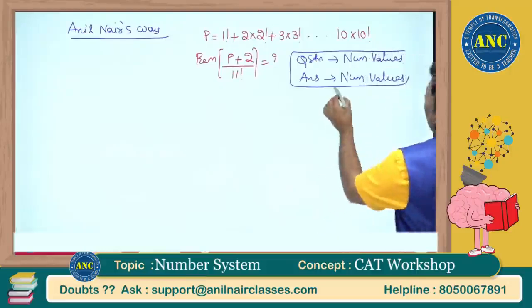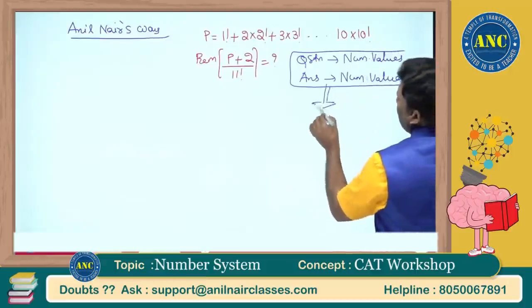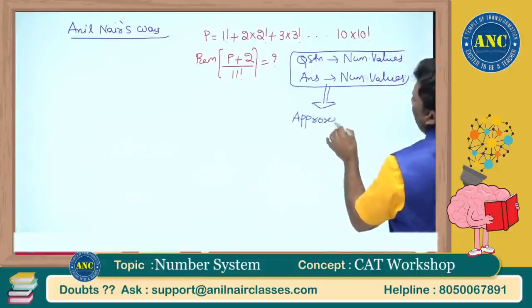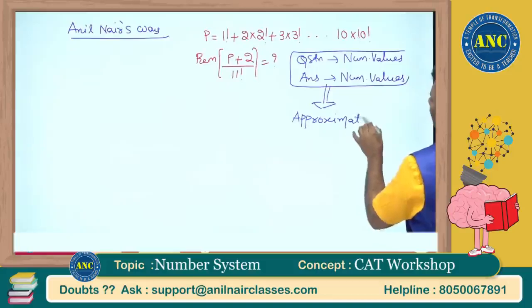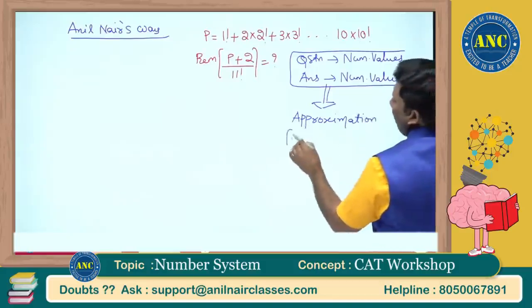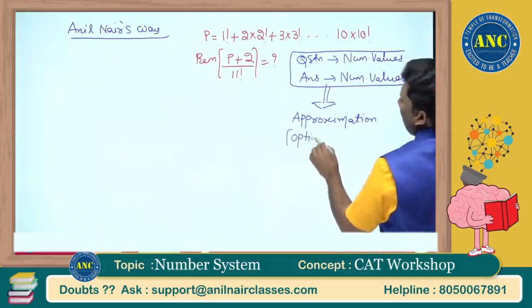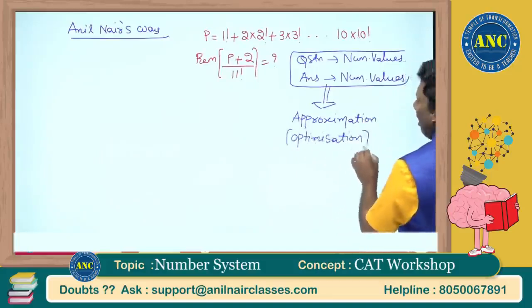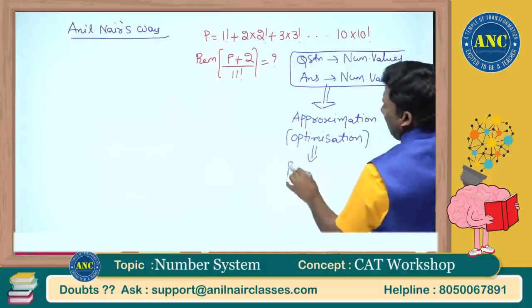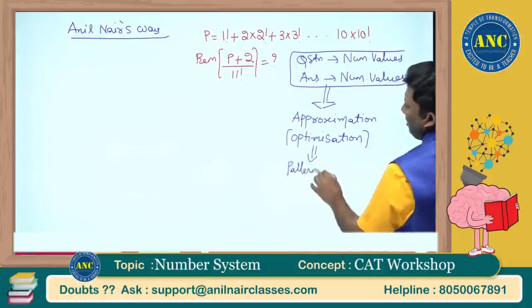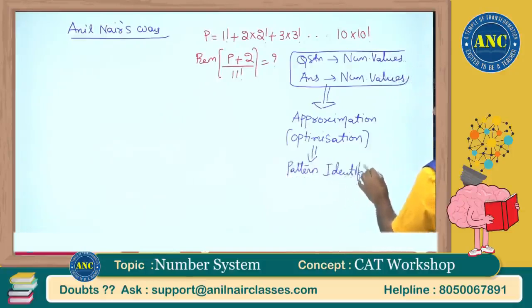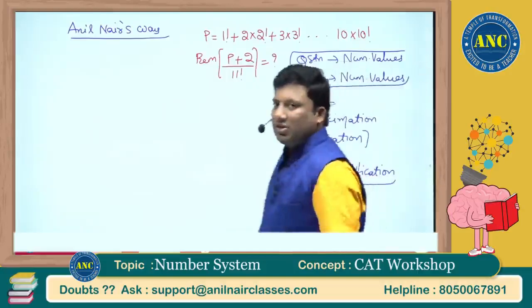Yesterday we discussed, we can approximate. Approximation, in other words, can also be told as we can optimize it. Or we can also do pattern identification. We will see what is happening by taking the smaller values. Is it giving you the same answer or not?